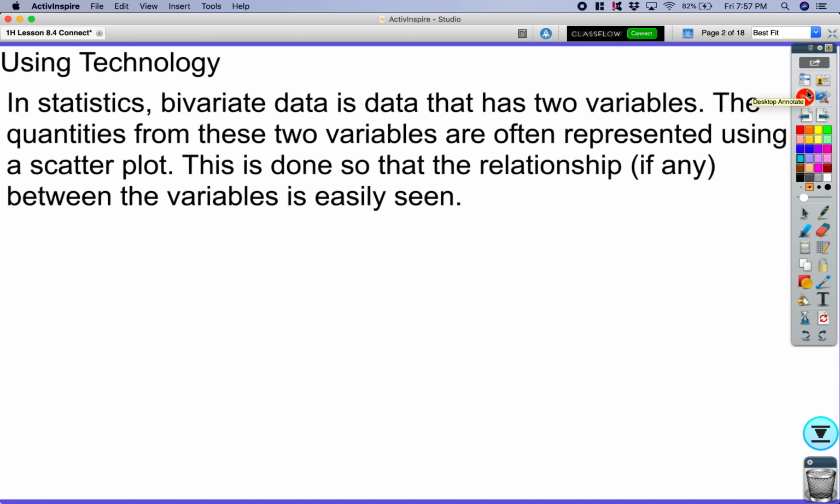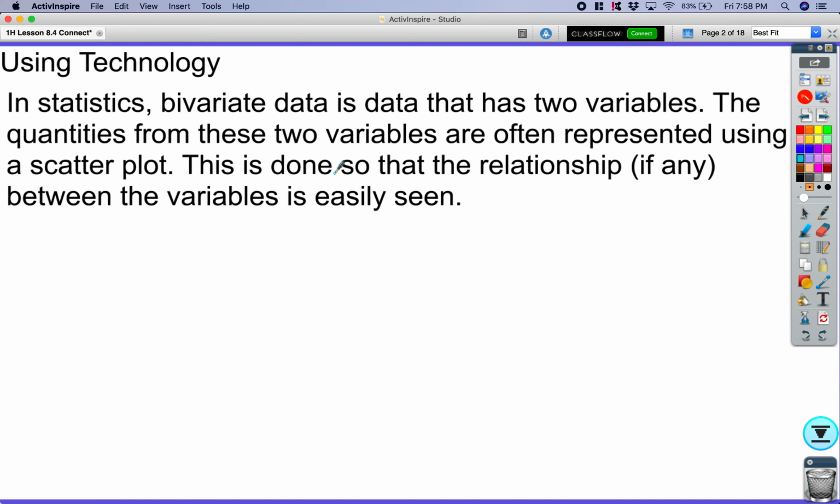It says in statistics, bivariate data is data that has two variables. The quantities of these two variables are often represented using a scatter plot. This is done so that the relationship, if any, between the two variables is easy to see. Yesterday we looked at categorical data, which was basically data represented by categories. Now we're going to be looking at two sets of numerical data.